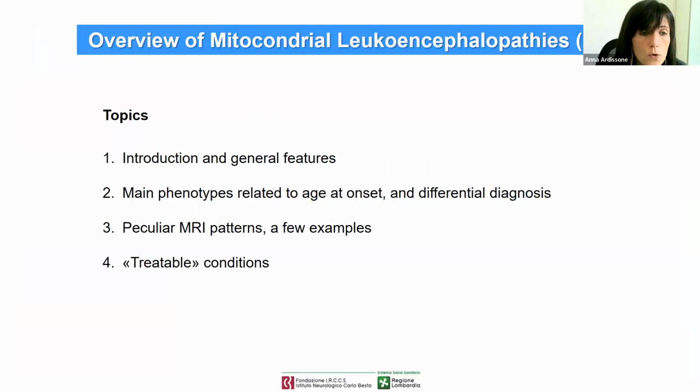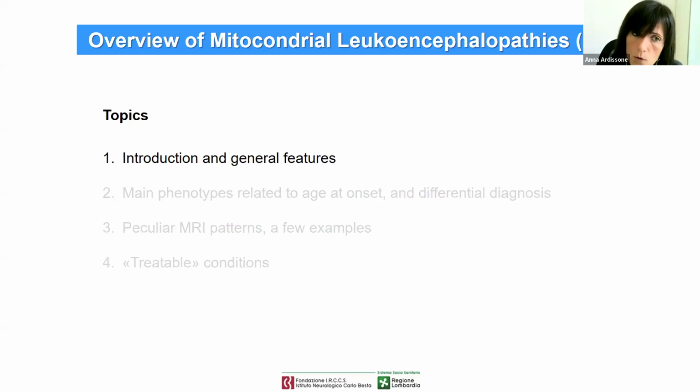I have organized my talk in 4 different topics: an introduction and an overview of general findings of this kind of disorder; second, focus on main phenotypes related to the age at onset, and so of specific interest for childhood and adulthood neurologists, underlying differential diagnosis; and then a few examples of peculiar MRI patterns and of often treatable conditions.